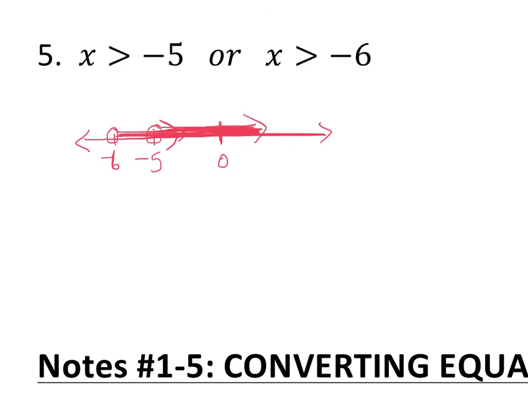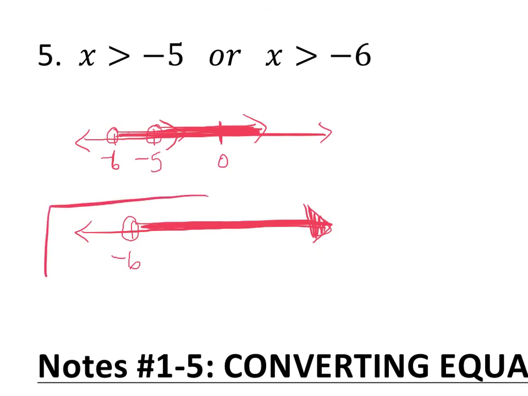Okay, so in this particular example, because it can be greater than -5 or greater than -6, you're going to want to include this graph. So at -6, I will have an open circle, but it can be anything to the right of it. And that way I'm including x being greater than -5, or it can also be greater than -6, so I have to include both because it is an or statement. So this would be your final graph.